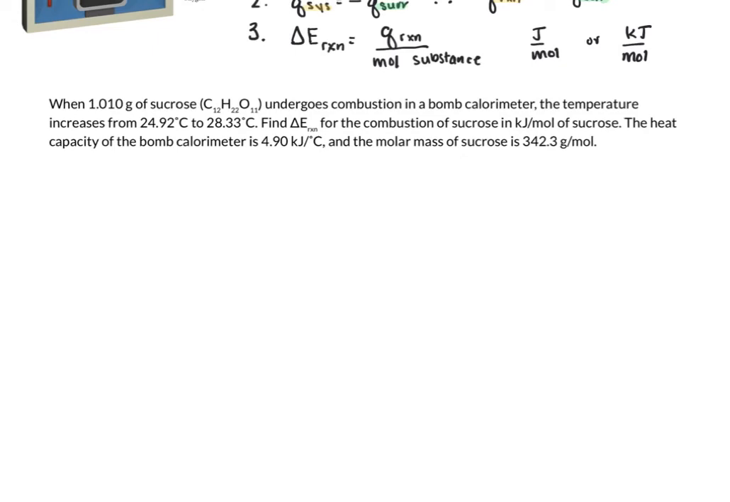When 1.010 grams of sucrose undergoes combustion in a bomb calorimeter, the temperature increases from 24.92 degrees C to 28.33 degrees C. Find delta E of reaction for the combustion of sucrose in kilojoules per mole of sucrose. The heat capacity of the bomb calorimeter is 4.90 kilojoules per degree C, and the molar mass of sucrose is 342.3 grams per mole. So if you want to go ahead and pause the video for a moment to copy down this problem into your notes, and then we'll go through the problem.